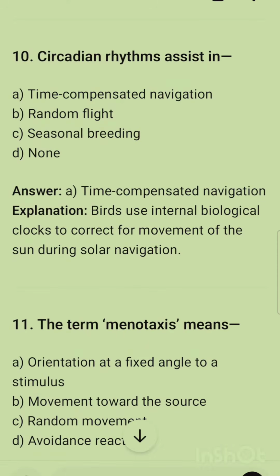10th question is circadian rhythms are essential in. Options are on your screen, and the correct option is option A, that is time compensated navigation. Birds use internal biological clocks to correct for movement of the sun during solar navigation.